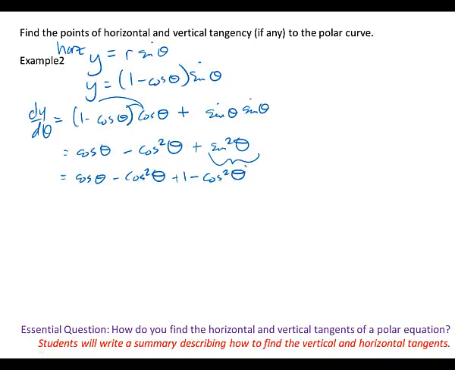All right, so let's do some combining of like terms here before I set it equal to 0. I got negative cosine squared and negative cosine squared. What's that? Negative 2 cosine squared plus cosine theta plus 1. And we're supposed to take the derivative, set it equal to 0 to get our points of horizontal tangency. I don't like that leading coefficient, so I'm going to divide everything by negative 1, which means what am I going to do to all the signs? We're going to change them all. So 2 cosine squared theta minus cosine theta minus 1 equals 0.